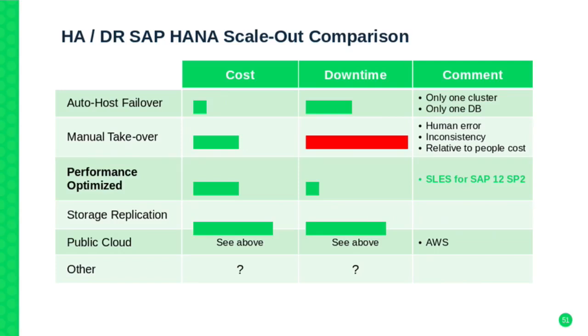Looking at the downtime, of course, manual takeover is not the winner here. With the automated failover with our Pacemaker setup, with a 5 second reaction time maximum and having the data preloaded, a failover happens pretty quickly.